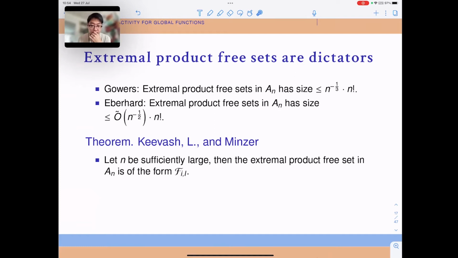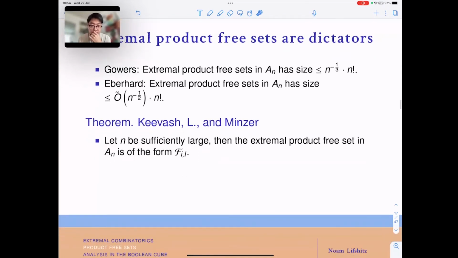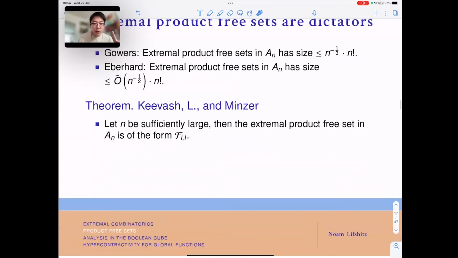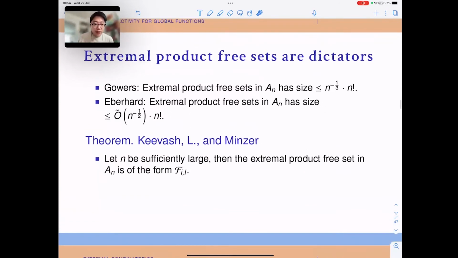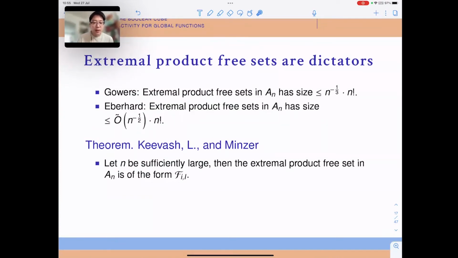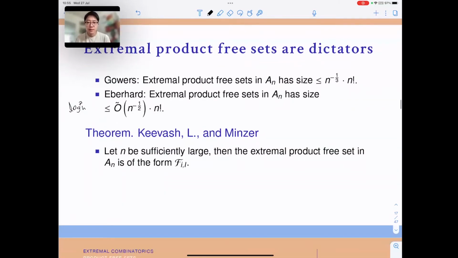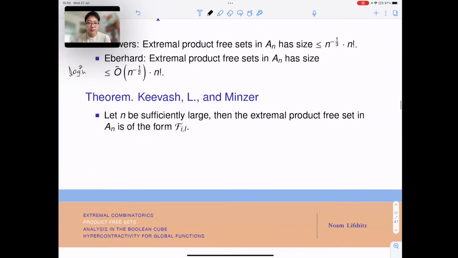Okay, are there any questions so far? What's O tilde here? O tilde, so it's log n to the 7. Oh, okay.